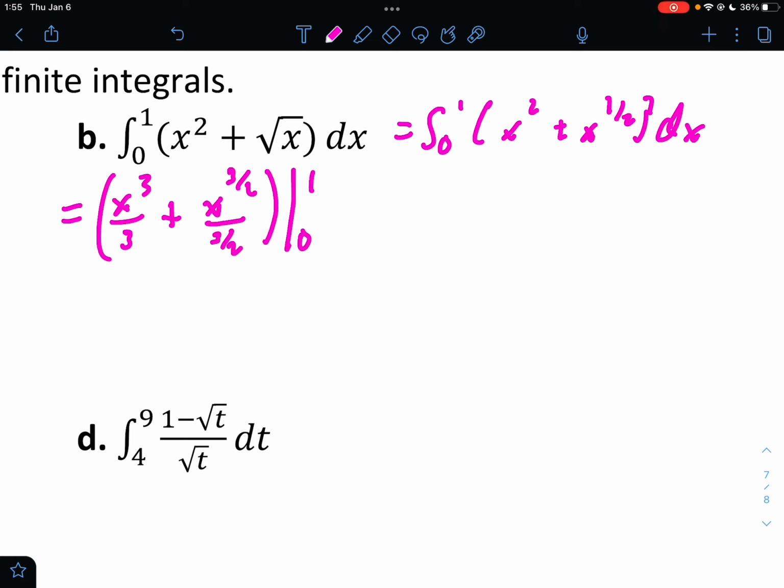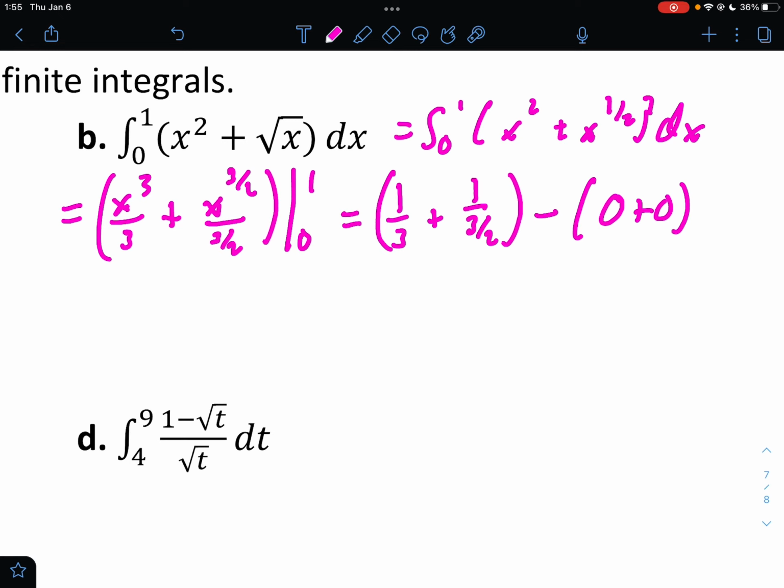Okay, I could simplify that if I want to, or I don't have to since I'm putting 1 and 0 in. If I put 1 in, I would get 1/3 plus 1 over 3/2. I'll simplify that in a little bit. Minus 0 plus 0, which is of course 0. All right, so my answer is 1/3 plus 1 over 3/2, which is 1/3 plus 2/3, or 1.